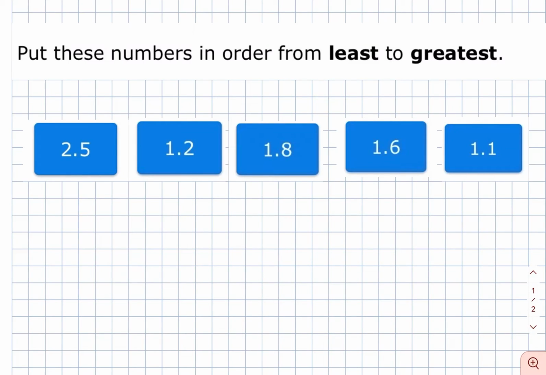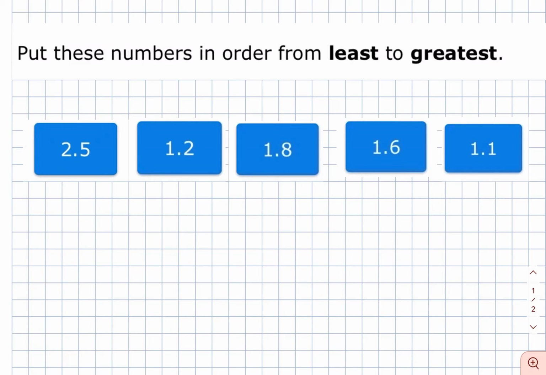Today we're just doing some more work with decimals. We're practicing putting decimal numbers in order, and here we're putting them in order from least to greatest. So this is really important work in terms of understanding the value of decimal numbers.